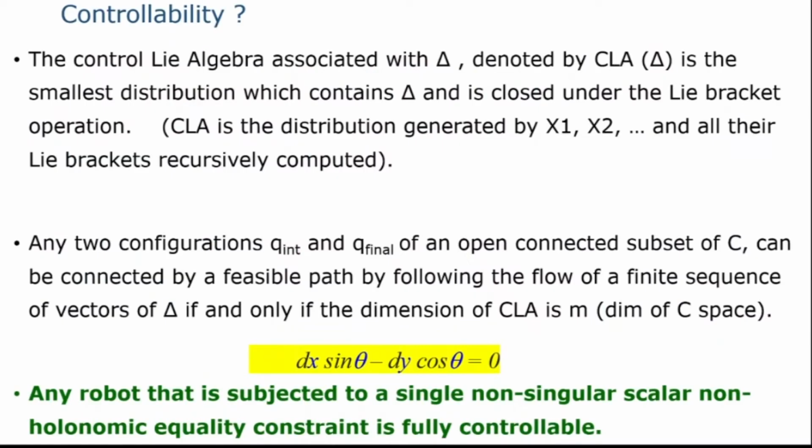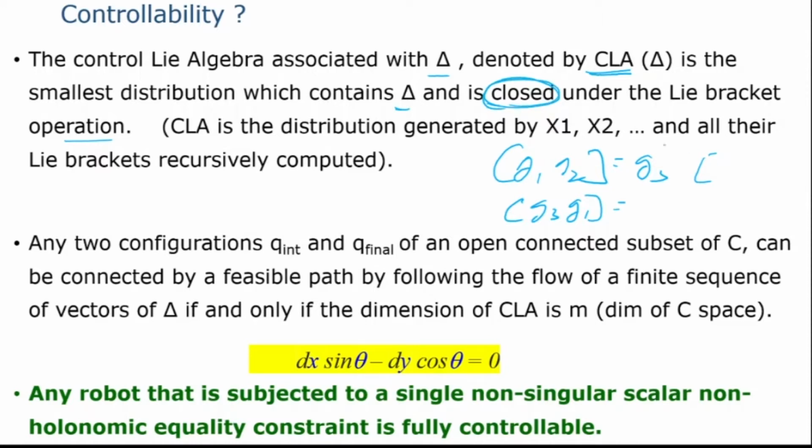Now, from the point of view of controllability, we say that the control algebra associated with delta, denoted by CLA, is the smallest distribution which contains delta and is closed under the Lie bracket operation. What is the meaning of closed under the Lie bracket operation? That means you can keep doing g1, g2, you get g3. Now you can keep doing g3 and g1, you'll get something else. Now, is this closed or is it open? Will you generate a new direction each time, or will you end up getting directions which are not independent? That is the meaning of the word closed here. As we go along, we'll see this in our next example.